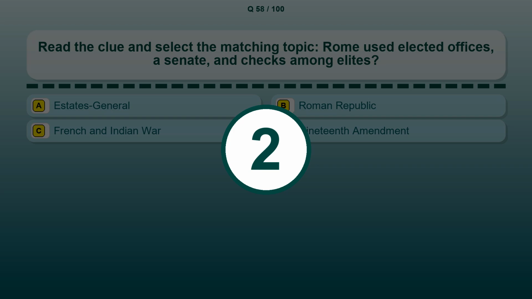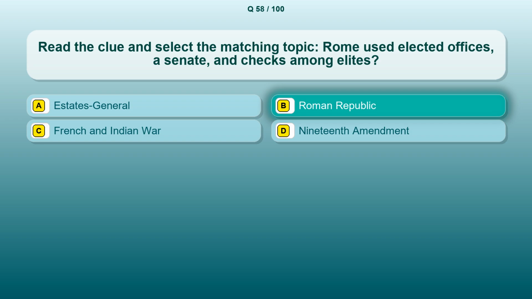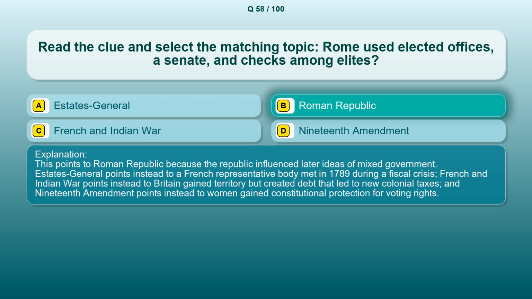The correct answer is option B, Roman Republic. This points to Roman Republic because the Republic influenced later ideas of mixed government. Estates-General points instead to a French representative body met in 1789 during a fiscal crisis. French and Indian War points instead to Britain gained territory but created debt that led to new colonial taxes. And 19th Amendment points instead to women gained constitutional protection for voting rights.